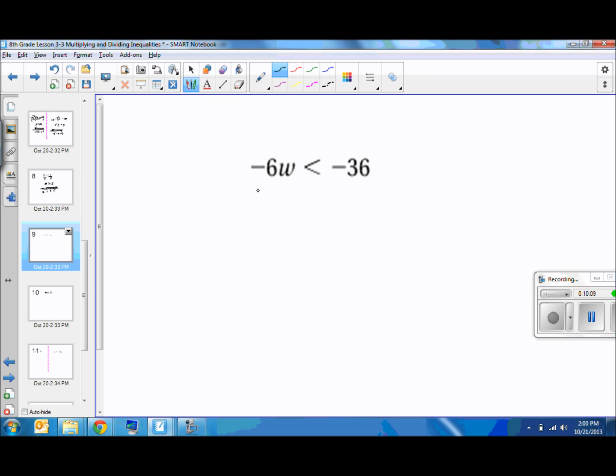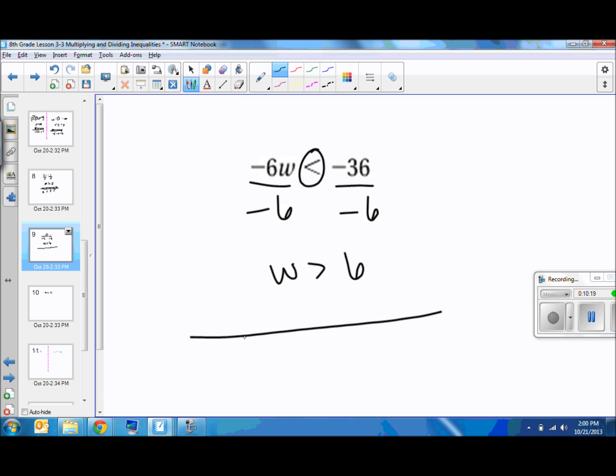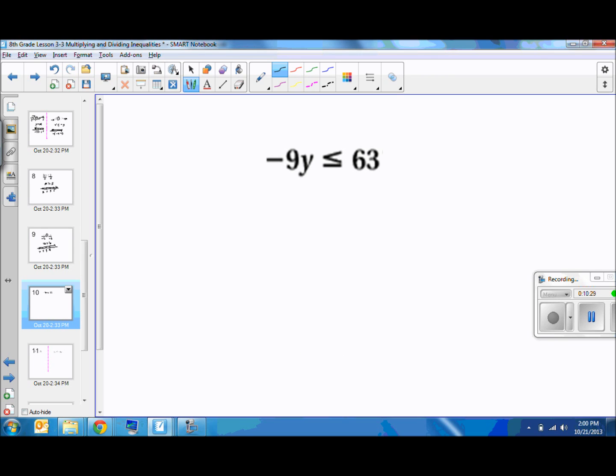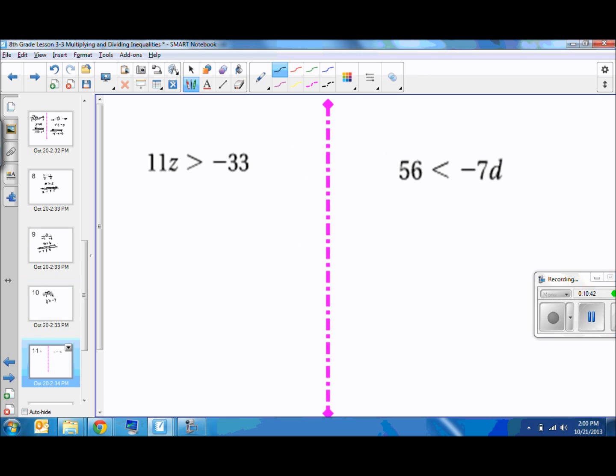Here, I'm dividing both sides by a negative 6. So again, I need to remember to flip the sign. So w is greater than 6, because 2 negatives give me a positive. So I want all the numbers greater than 6. Open circle, stays that way. Here, I'm going to divide both sides by a negative. Anytime I multiply or divide both sides by a negative, I flip the sign. And then I graph y is greater than negative 7. Go ahead and try these two on your own.